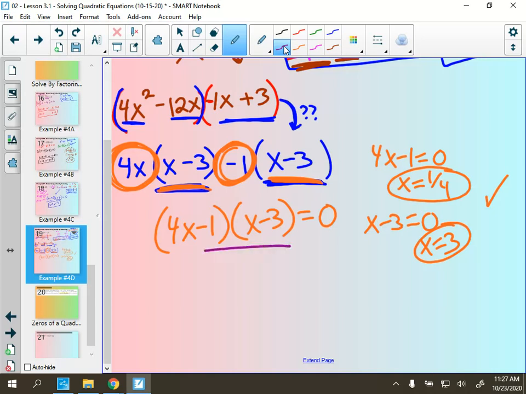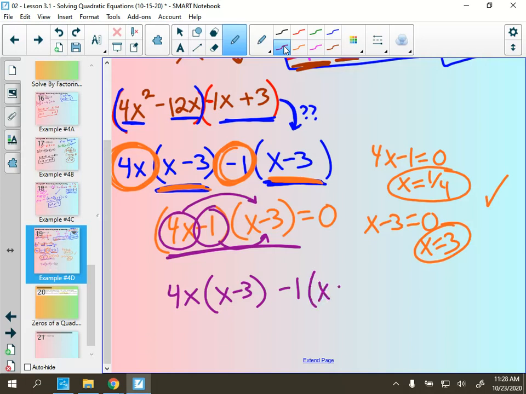If I was going to remultiply these out, what would happen? I would go 4x times this whole thing. So I would go 4x times x, and then 4x times negative 3. So 4x times x minus 3. And then I would also have to multiply -1 times this whole thing. So you can kind of see, if I'm reverse engineering it there, that's where this step right here came from.